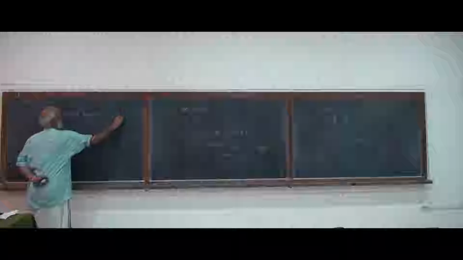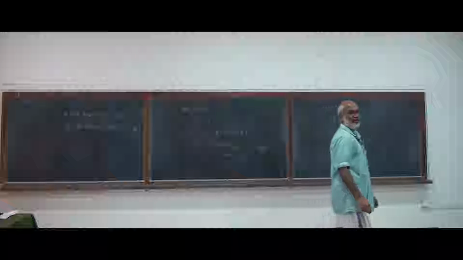Then we can ask a question. If A is a subset of Y and B is a subset of Y, then what is f inverse of A union B? That will be equal to f inverse of A union f inverse of B. That is, the inverse image of a union is the union of the inverse images. How to prove this? It can be proved as follows.